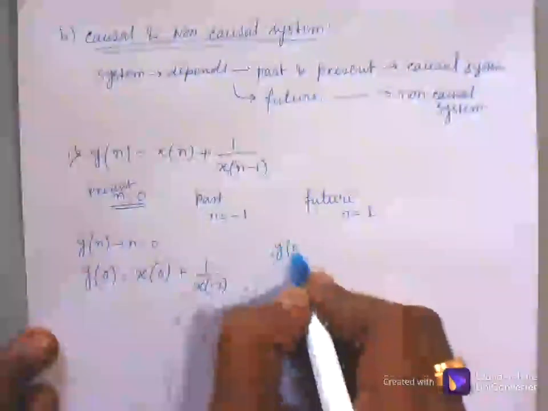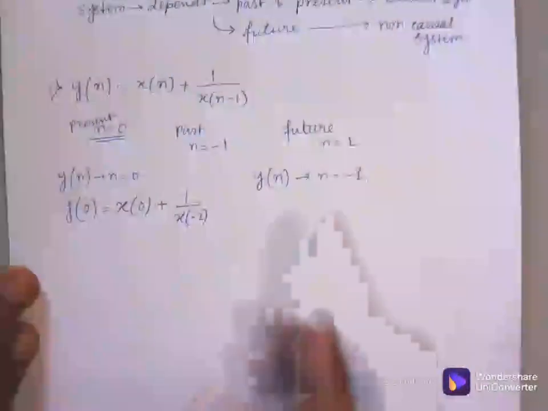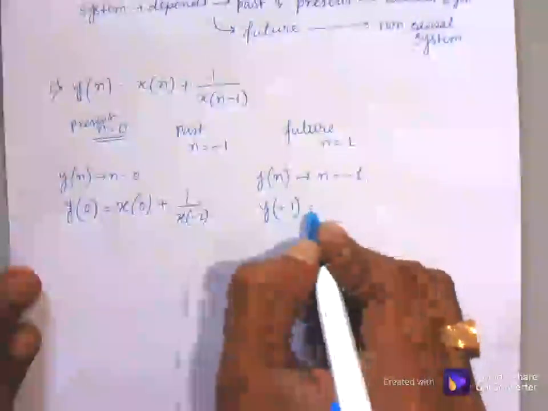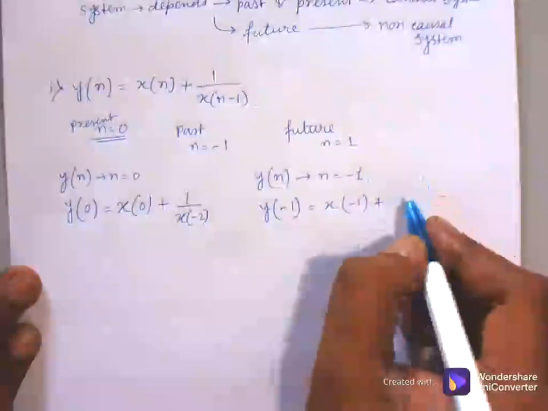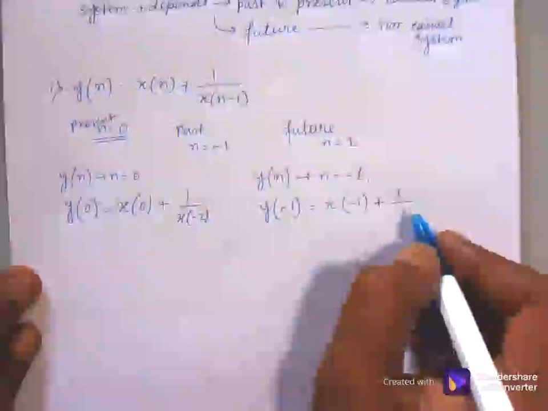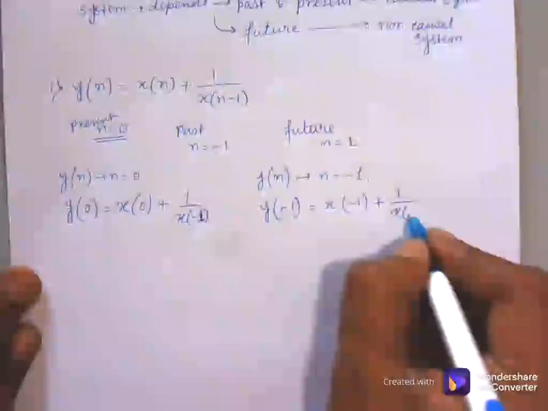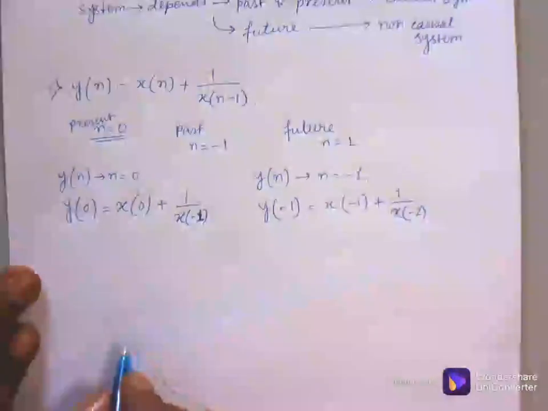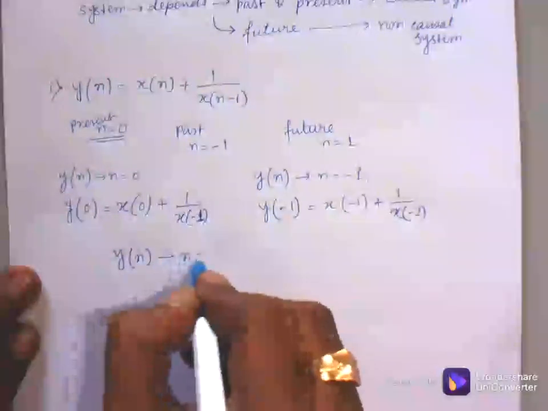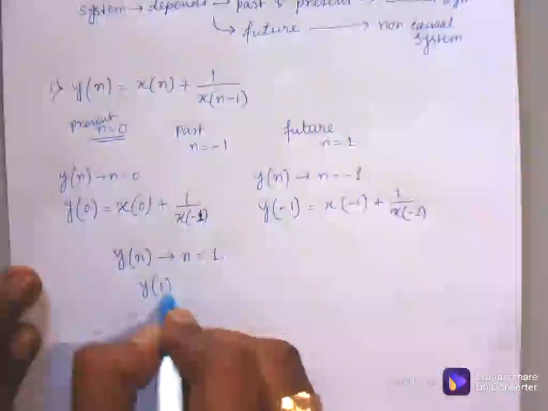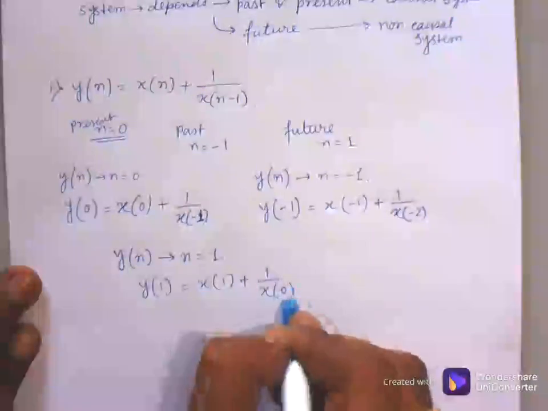Now y of n at n equal to minus 1. So y of minus 1 equals x of minus 1 plus 1 by, sorry, x of minus 2. Okay, and y of n at n equal to 1. So y of 1 equals x of 1 plus 1 by x of 0.